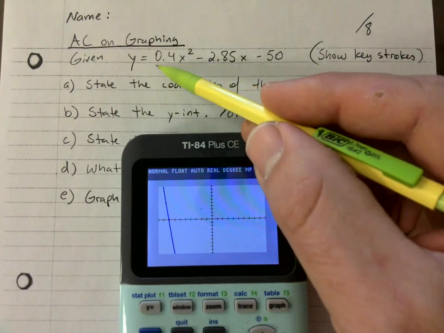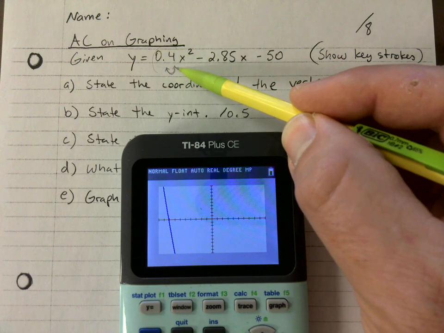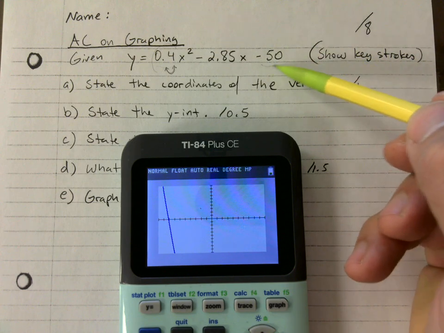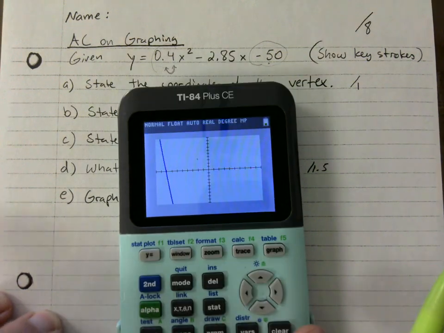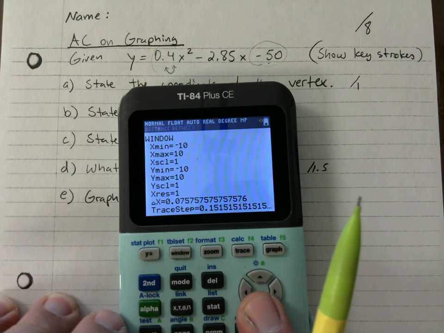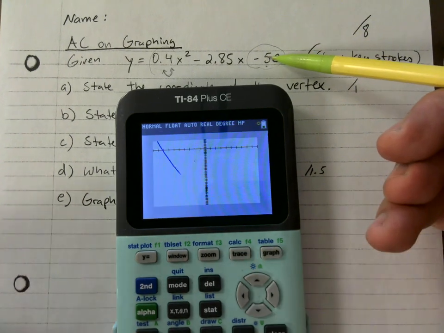Because the a is positive, I know it's pointing up. Okay, so that's very important to know, and it's going to be a wider curve. And I know that my y-intercept is negative 50. I should be able to observe that right away. So I'm going to change my window a little bit. I'm going to change my y-min to negative 60 or something like that because of the y-intercept.